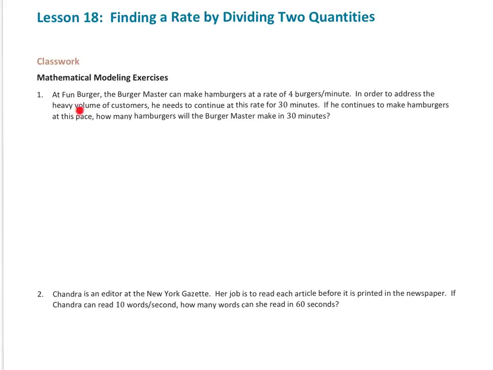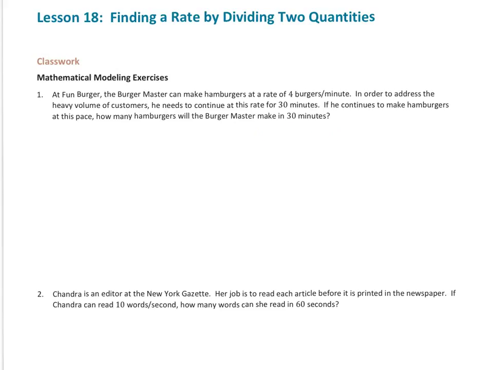So at Fun Burger, the Burger Master can make hamburgers at a rate of 4 burgers per minute. So we read that slash there as per. In order to address the heavy volume of customers, he needs to continue at this rate for 30 minutes. So that's the rate of 4 burgers a minute. So he has to be going that fast for 30 minutes. If he continues to make hamburgers at this pace, how many hamburgers will the Burger Master make in 30 minutes?